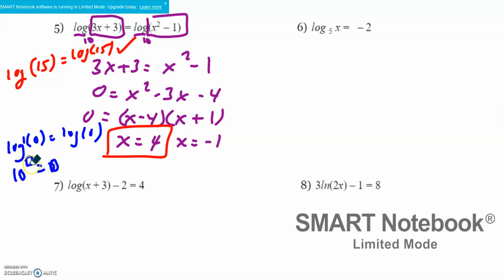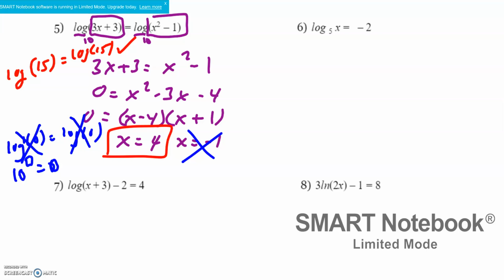Well, 10 to the first is 10. 10 to the 0th is 1. 10 to the negative first is 1/10. So we skip right over this. So both of these statements, there is nothing that makes this true, which means that -1 is out. Even though I got log 0 equals log 0, log of 0 in itself does not make sense, so it makes it cancel out that solution.